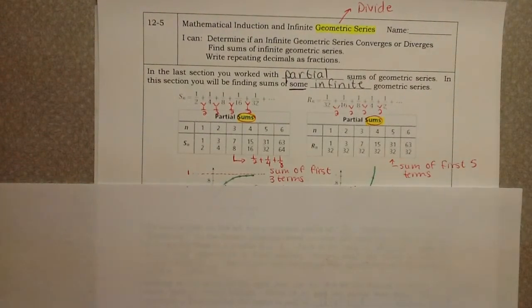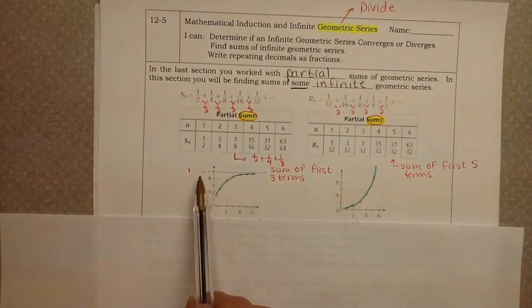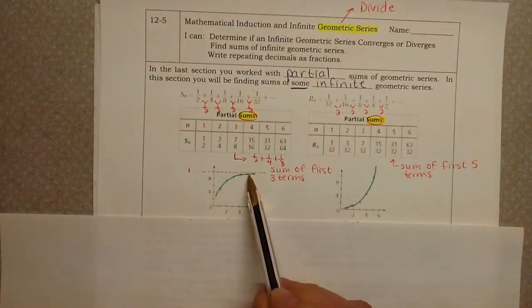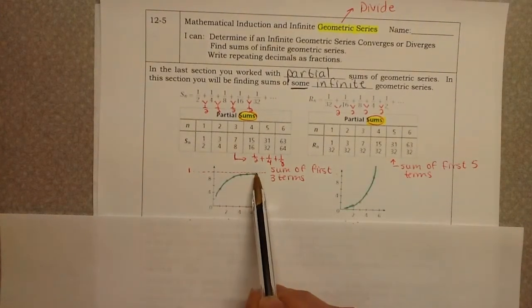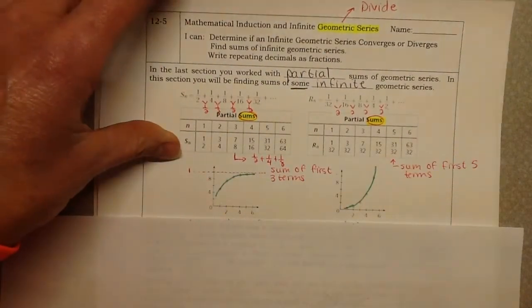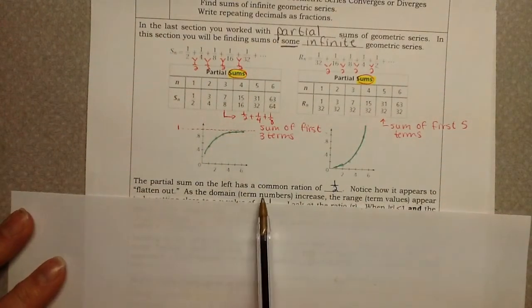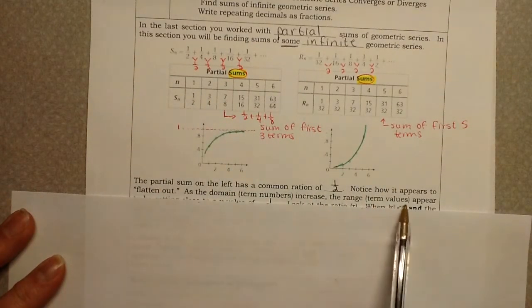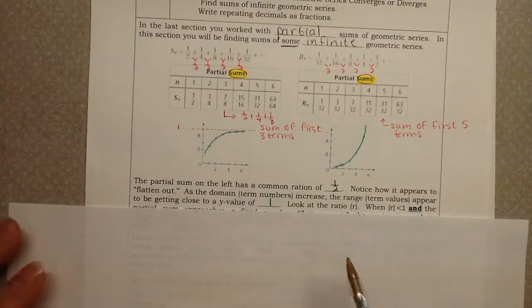Now, on the graphs, you'll notice how different they look here. 1 comes up and kind of flattens out, and I just made a dotted line here across where 1 would be. And here it just spikes, so it just keeps on going. This one is approaching the number 1, y equals 1. So let's see what that means. The partial sum on the left has a common ratio of 1/2, and you can see how it appears to flatten out right here. As the domain or the term numbers increase, the range, the sum of the term values, appear to be getting closer to a y value of 1.